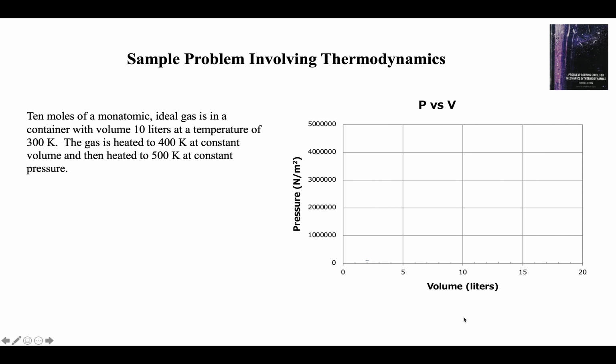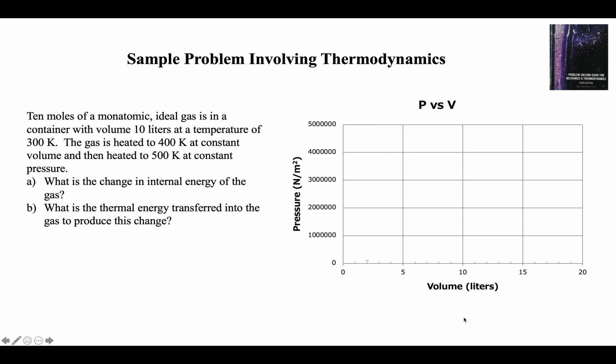You should be able to draw that on that diagram. Draw those two transitions on the diagram. Then calculate the change in internal energy of the gas, the thermal energy transferred to produce this change, and the total work done by the gas during the process.